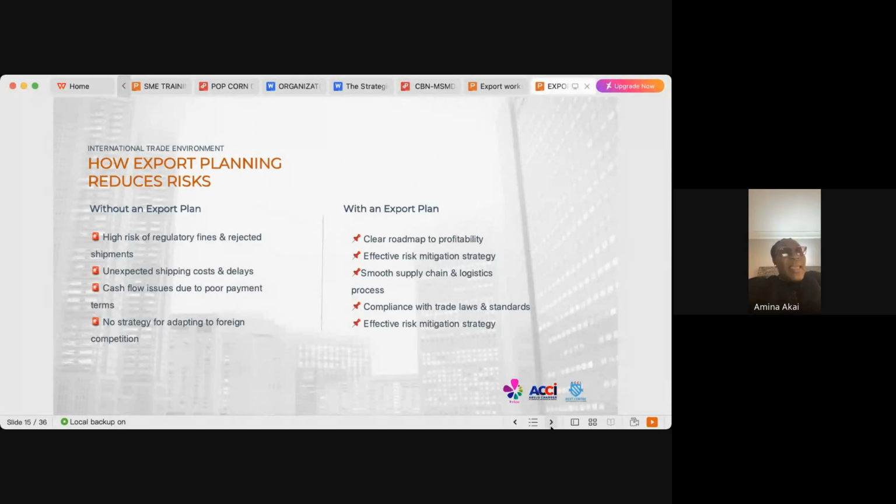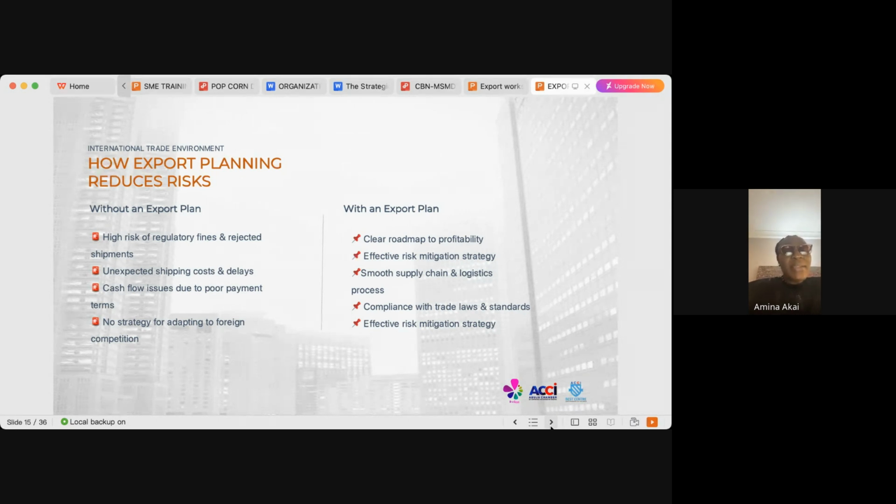Okay, so export planning reduces risks. If you don't have an export plan, you have a high risk of regulatory fines, rejected shipments, unexpected shipping costs and delays, cash flow issues due to poor payment terms. And I've even mentioned a lot of that whilst I was talking. No strategy for adapting to foreign competition. So you already have a plan. You already know that if things like this come up, you know what to do next.